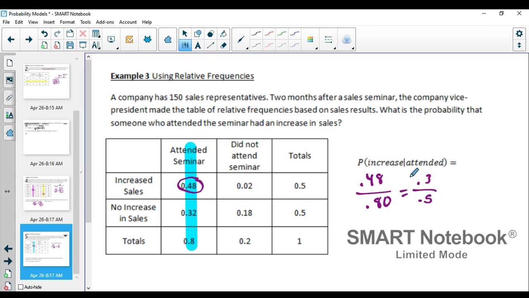Yeah. So that is the probability of someone increasing their sales given that they attended the seminar. I think I simplified right there.